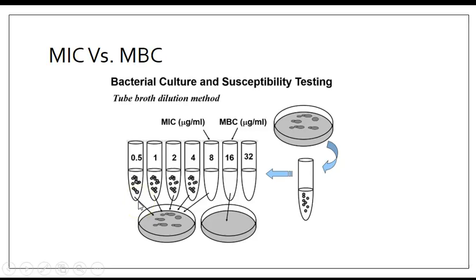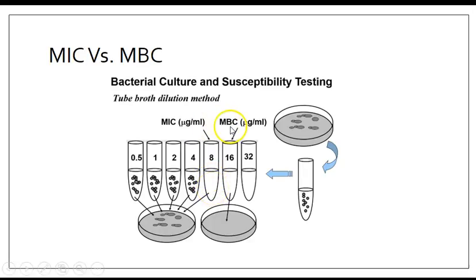Now let me explain what that means exactly. So these are dilutions of antibiotics that are set up. This has 0.5 of the antibiotic in a solution, and the bacteria has grown, and how we would know is it would be cloudy. So the first tube that looks clear is the MIC. So this MIC is 8. It inhibits it.